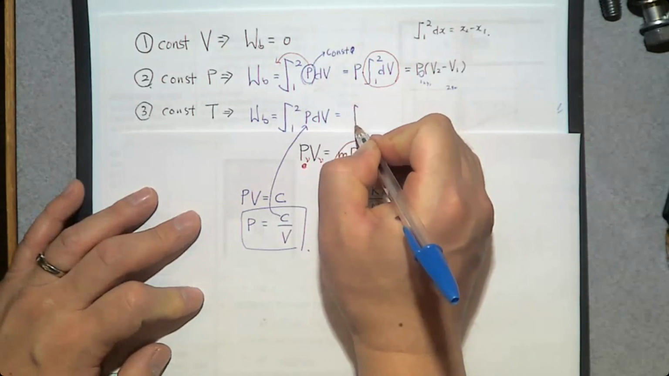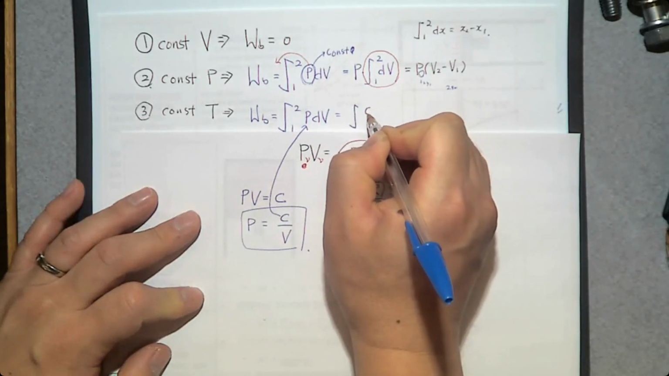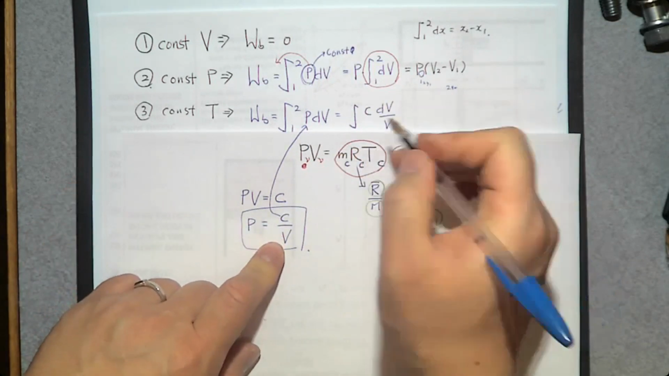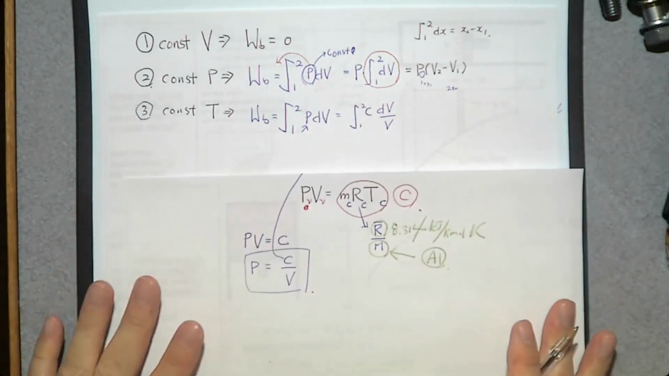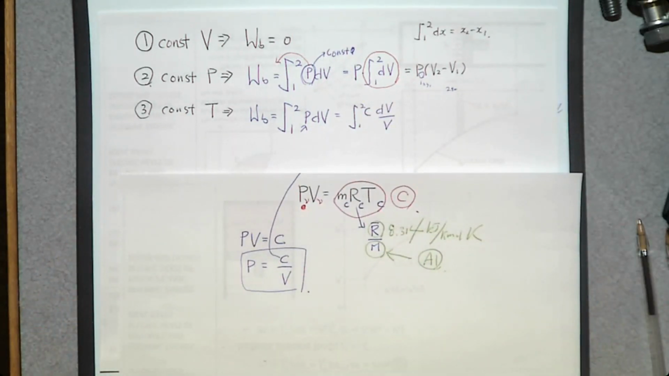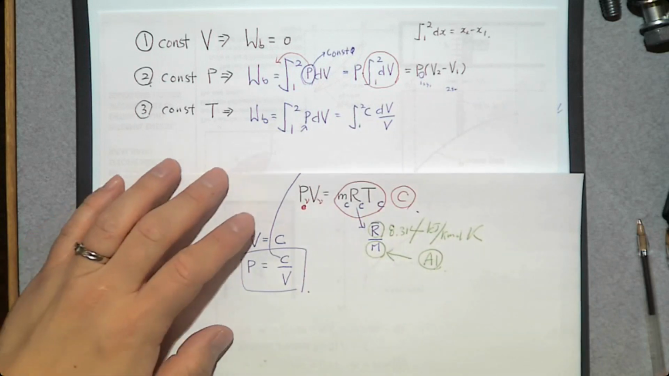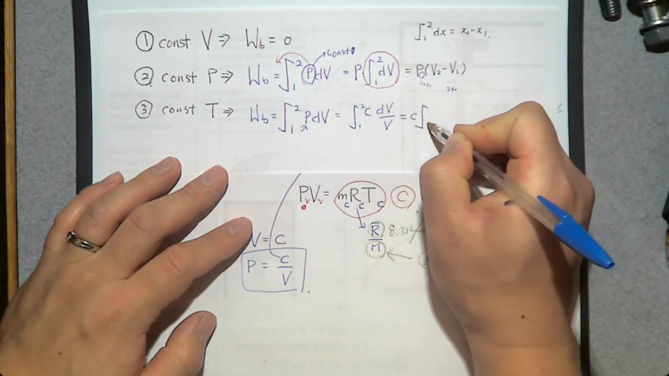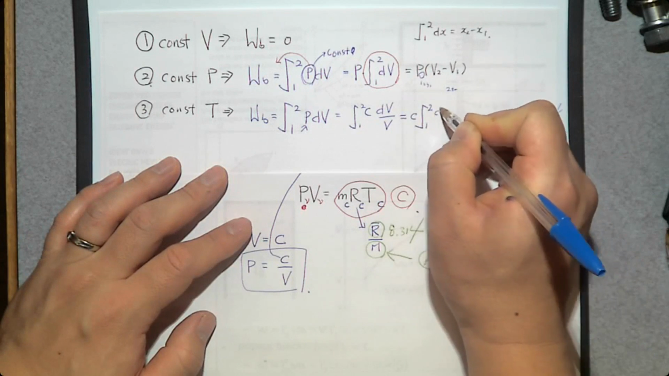This is some constant, dV over V from 1 to 2. So how can you solve this integration? There's a constant, there's a C inside. When there's a constant, you kick it out, right? So this C comes out. So this equation becomes C integral from 1 to 2 dV over V.